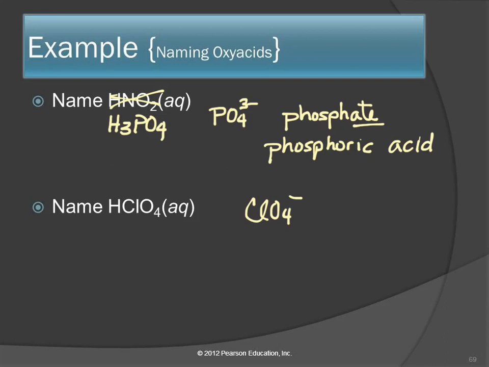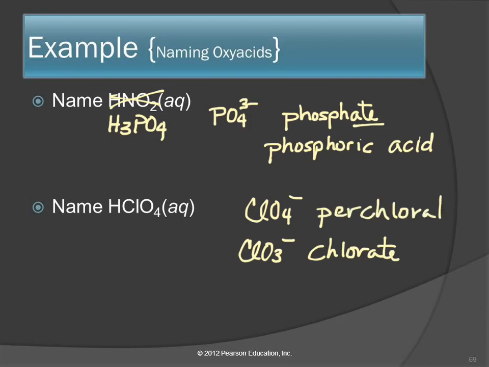ClO4- has what name? I'll give you a hint. ClO3- is chlorate. So what's the one that has an extra oxygen? Perchlorate. So perchlorate. Change -ate to perchlorus or perchloric? -Ic. Rick ate him. -Ate and -ic. Perchloric acid.